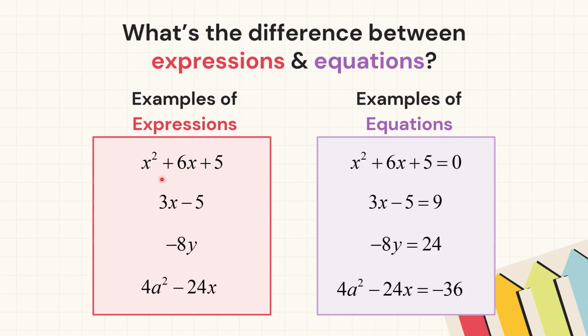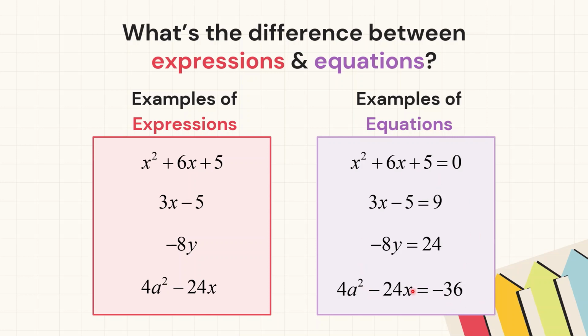So for example, this expression here is given a value of 0. Then for 3x minus 5, the value that has been given to it is 9. For negative 8y, the value given to it is 24. And for a squared minus 24x, the value given to it is negative 36.